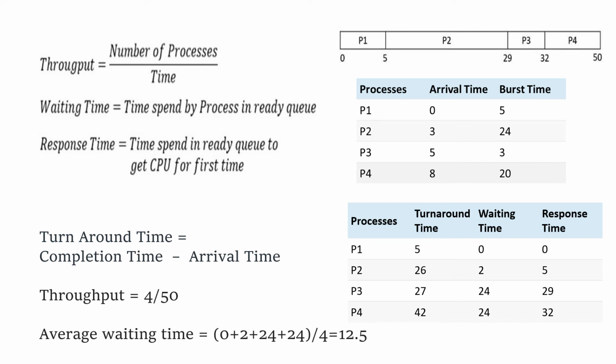Then the throughput is the number of processes by time. It's 4 processes by the 50th millisecond, since it completes all 4 processes. So 4 by 50. You can say the average waiting time will be 12.5.